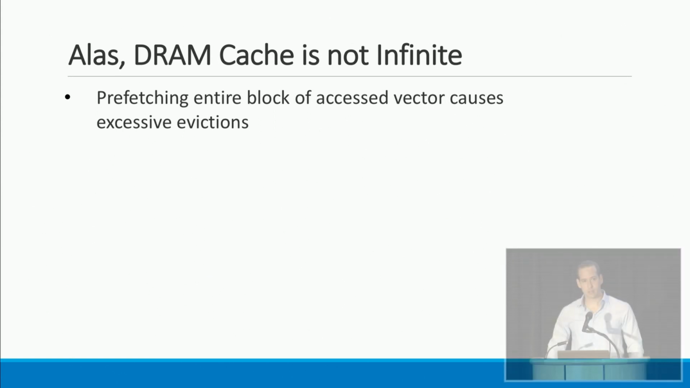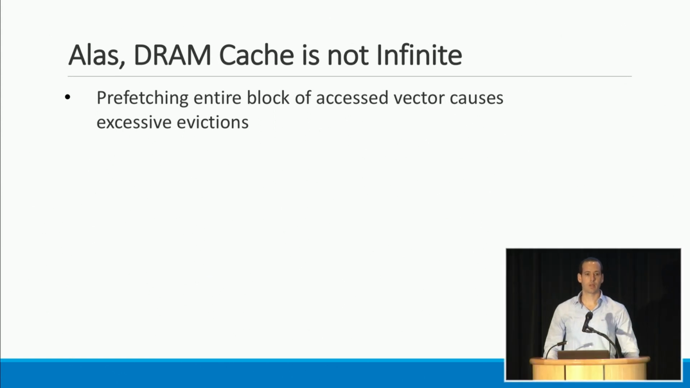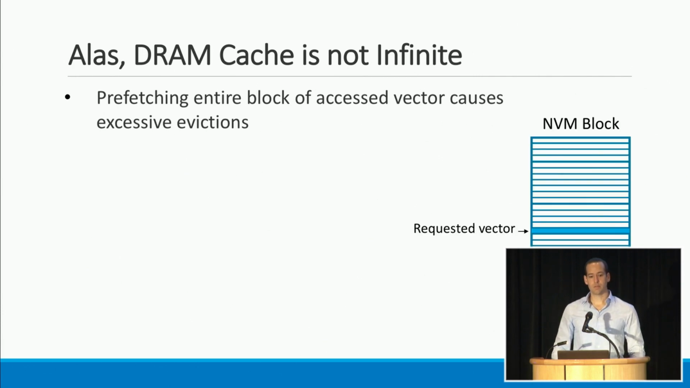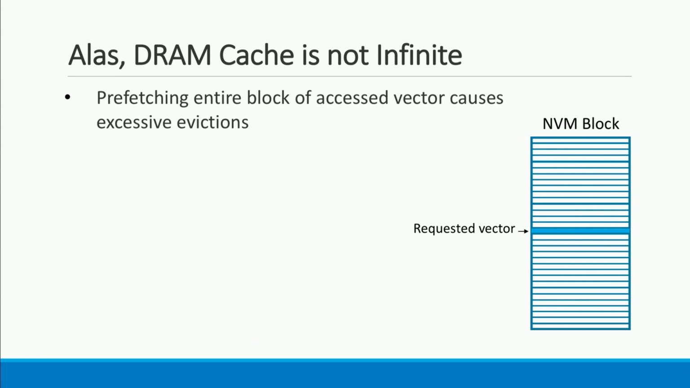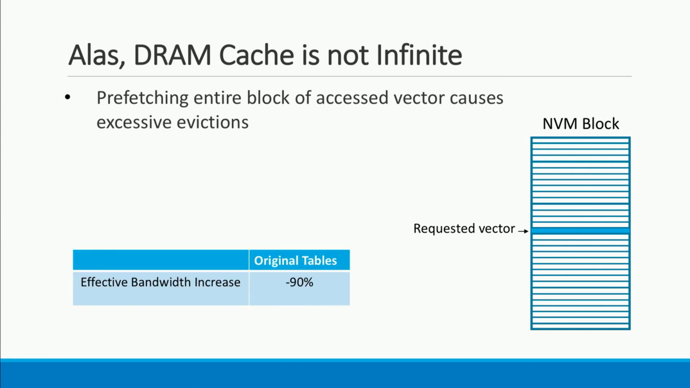But unfortunately, DRAM is not unlimited, and it is actually very limited. So that brings us again to the question, if we read 1 vector out of an entire NVM block, what should we do with all the other vectors? We saw earlier that without partitioning the vectors, if we just prefetch all the vectors, we decrease the effective bandwidth by 90%. So now, if we use the social hash partitioner and then prefetch all the vectors, it doesn't look as bad, but it still improves by only 1%, which is basically nothing.